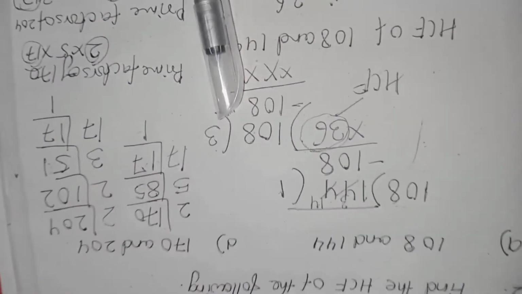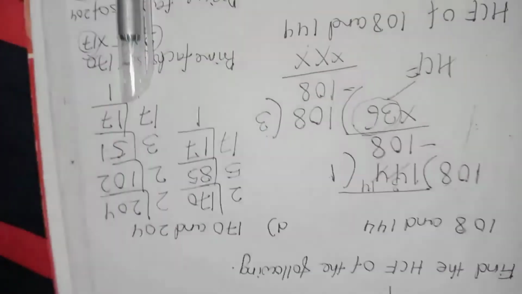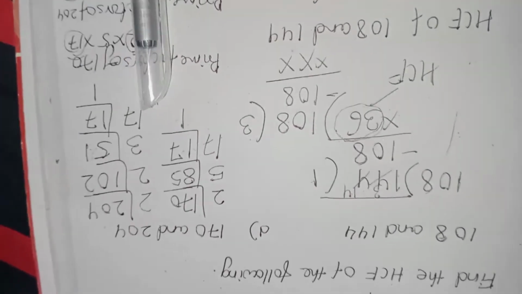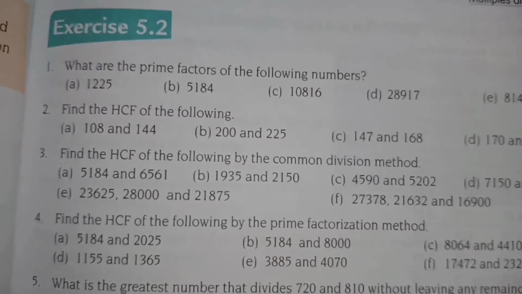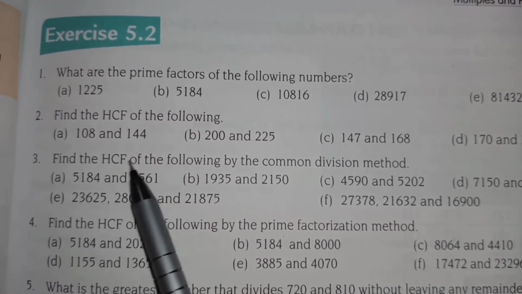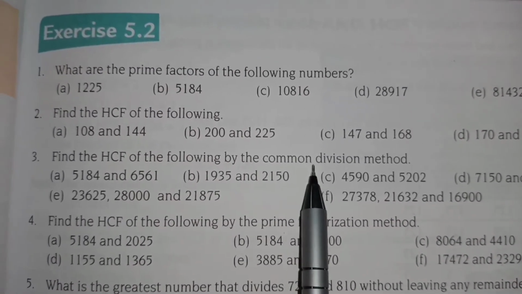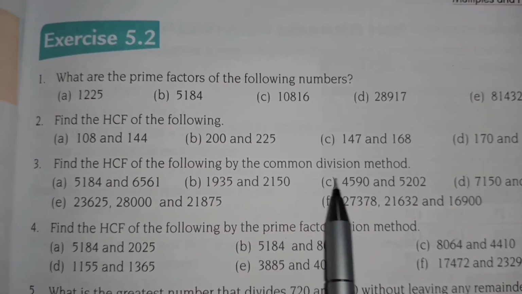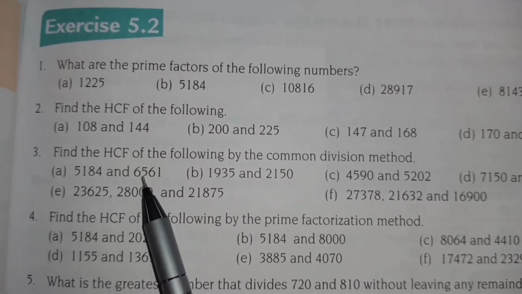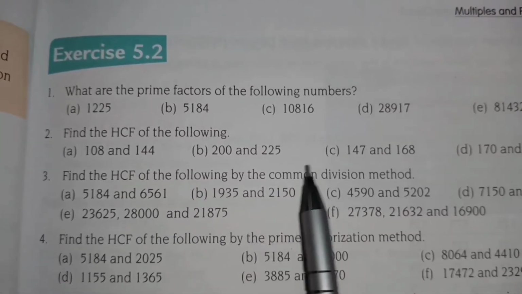Okay, you can do by the long division method if you feel it is easy, or you can do by the prime factorization method if you feel it is easy. Okay, now let us do question number 3. Find the SCF of the following by the common division method. So here we are going to find the SCF by the common division method. Both the numbers should come in the same table. Okay, that is the common division method.